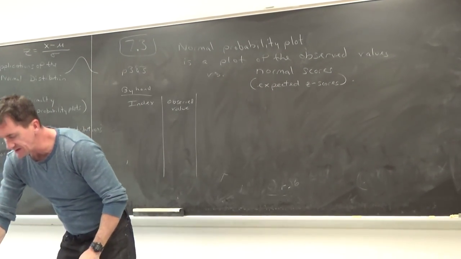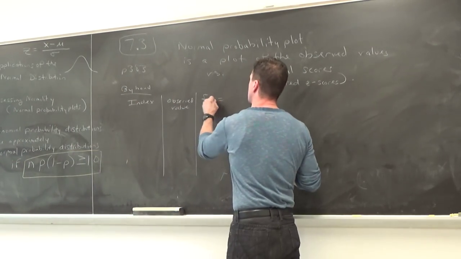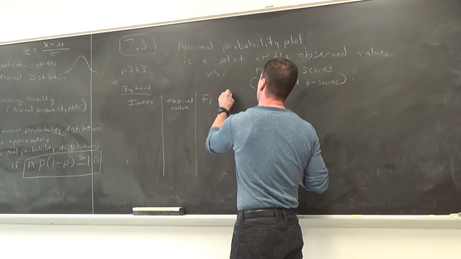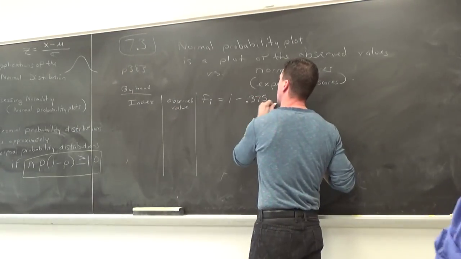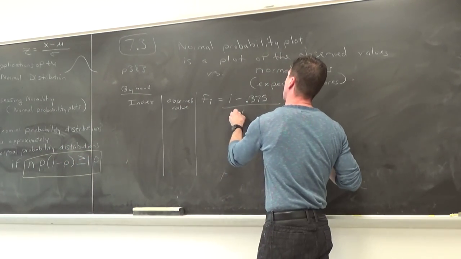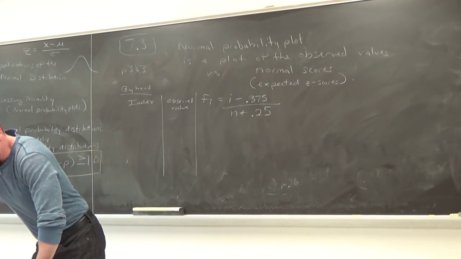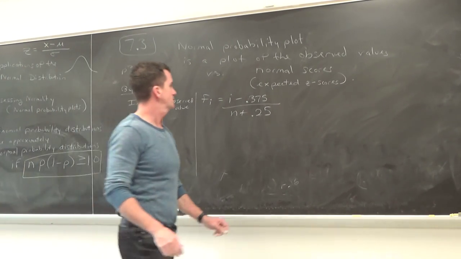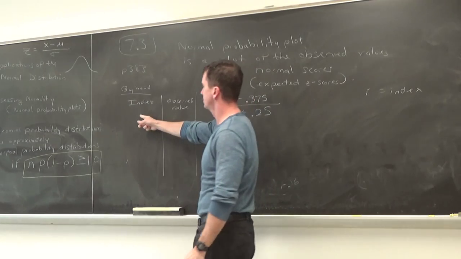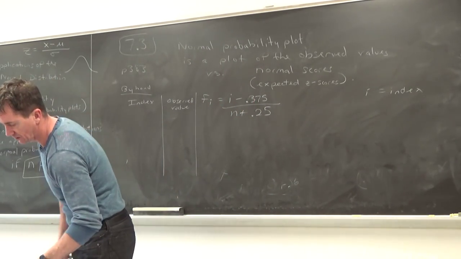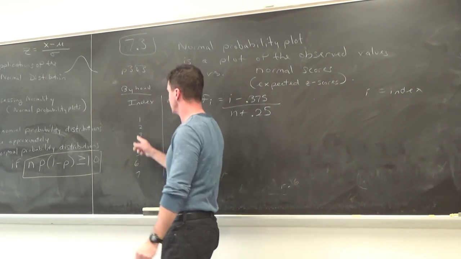You find this F sub I, which is equal to I minus 0.375 divided by N plus 0.25. I is the index, and N is just going to be the number of observations. I just want to make a note that I equals the index that you'd have in this column, and your index would be something like 1, 2, 3, 4, 5, 6, 7. So you'd put down the index value, which is I.